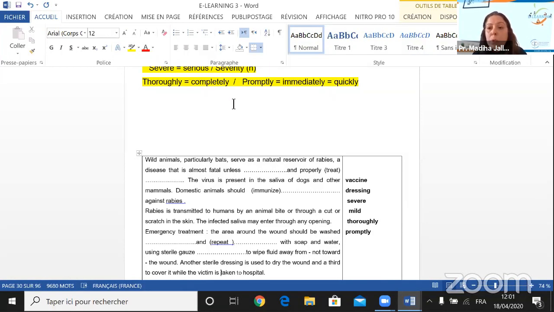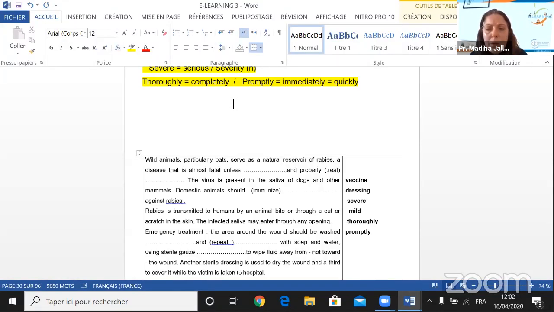So we say, wash your hands thoroughly. We are recommended these days to fight against the coronavirus. We are recommended to wash our hands regularly and thoroughly, which means completely, all the parts of the hand: between the fingers, under the fingernails, the palm, the bottom and the top of the hands. So thoroughly. And then you have promptly.